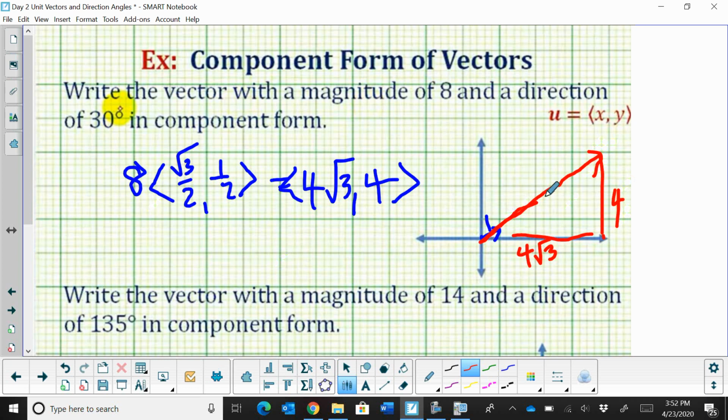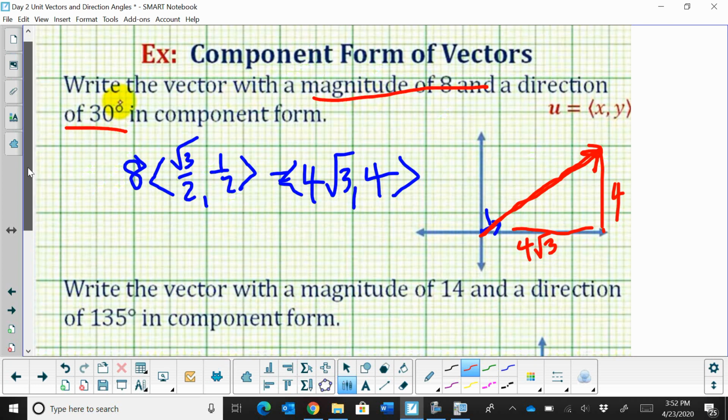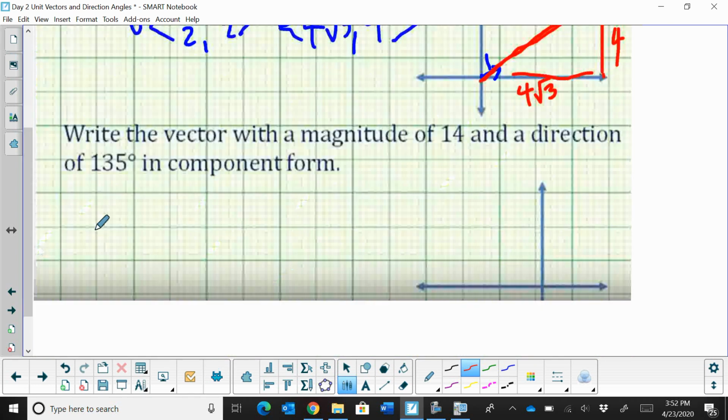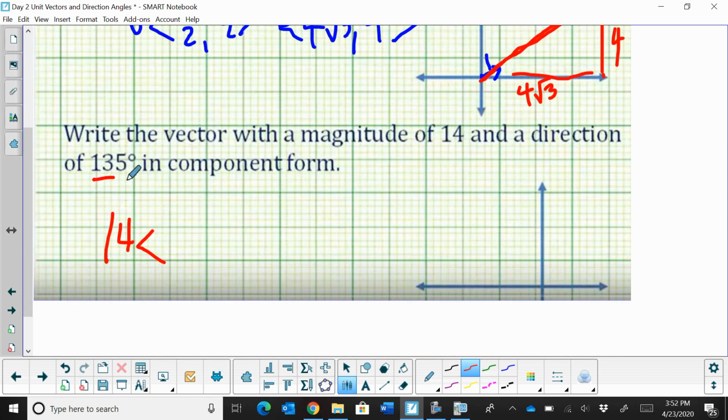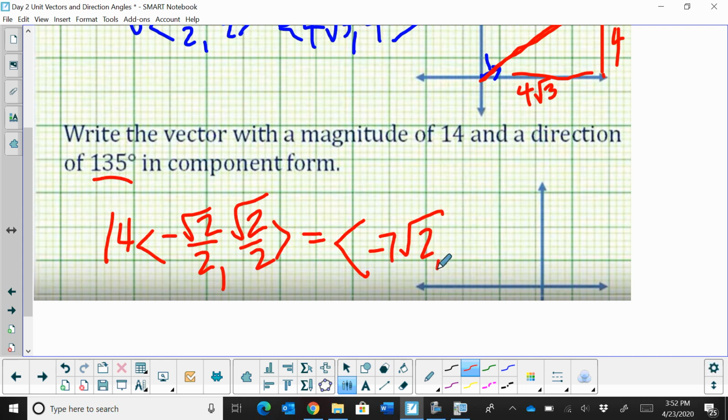And this red vector right here has a magnitude of 8 with an angle of 30 degrees. And then the last one, we're going to take a magnitude of 14 times 135. Well, we just did one at 135, and that's one of our 45-degree angles, but in quadrant 2. So let's multiply it. And that's very simply the vector -7 root 2 and +7 root 2.